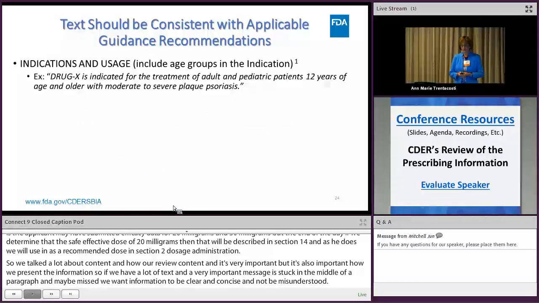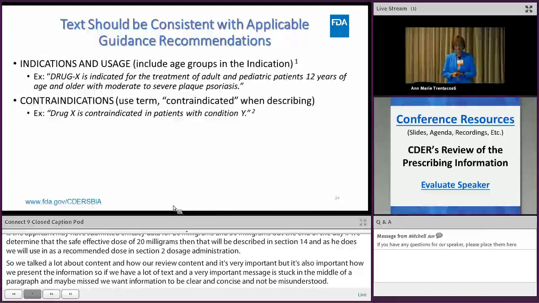If you look at, for instance, the indications and usage guidance, that guidance recommends including age groups in the indication statement. So for clarity, for indications going forward, we will include the age group in the indication statement as exemplified here, where drug X is indicated for the treatment of adult and pediatric patients 12 years or older with moderate to severe plaque psoriasis.